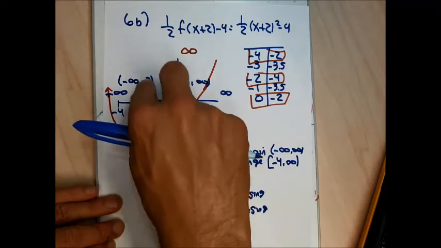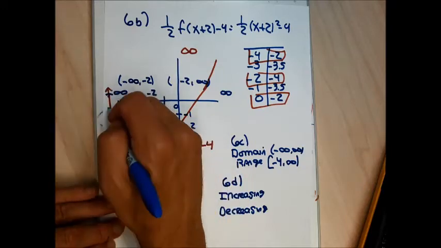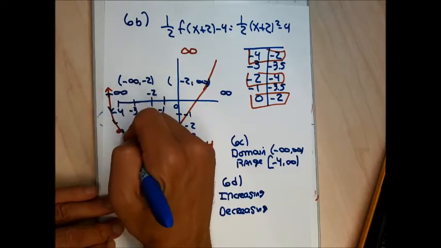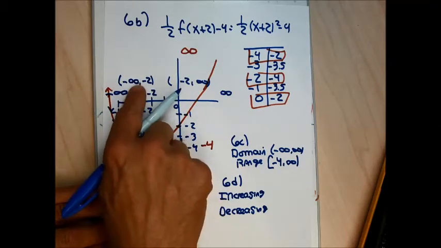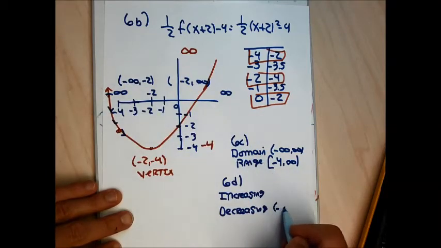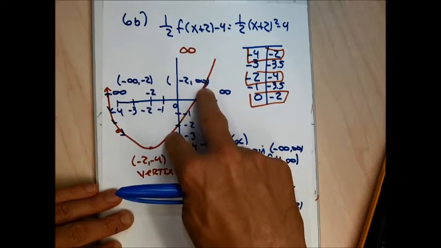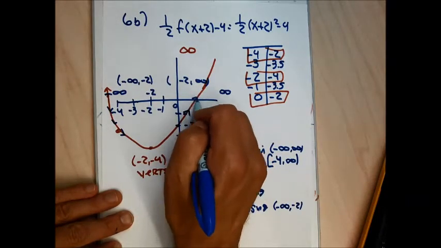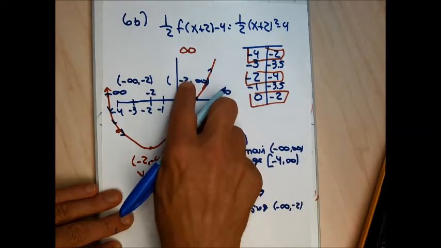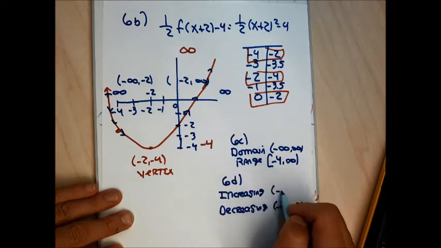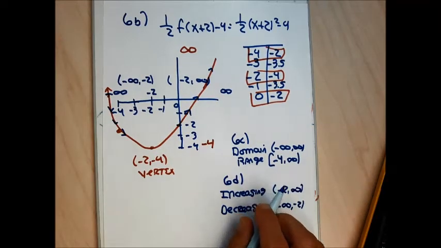The first interval corresponds to this part of the graph, and that part of the graph is getting lower as I move from left to right, so that's going to be a decreasing interval. The next interval corresponds to this part of the graph, and this part of the graph is getting higher as I move from left to right, so that interval is going to go in my increasing answer.